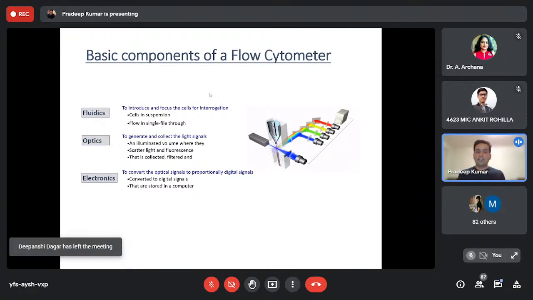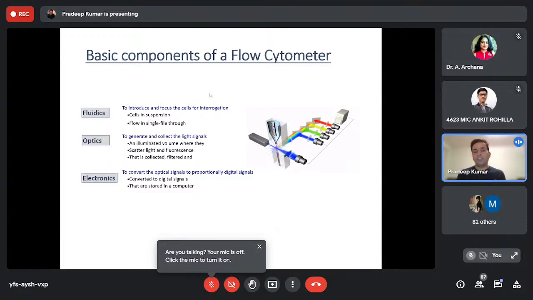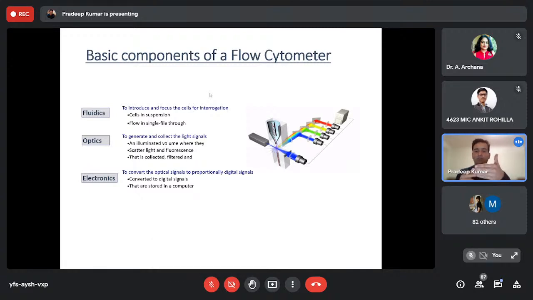So all these lasers are sitting somewhere in the instrument. With the help of prisms and mirrors, we route this laser light to a common point where all these lasers are sitting on top of each other, like 1, 2, 3, 4, 5, 6. And then your cells are flowing one by one through each laser. The moment interrogation happens, light scattering happens.